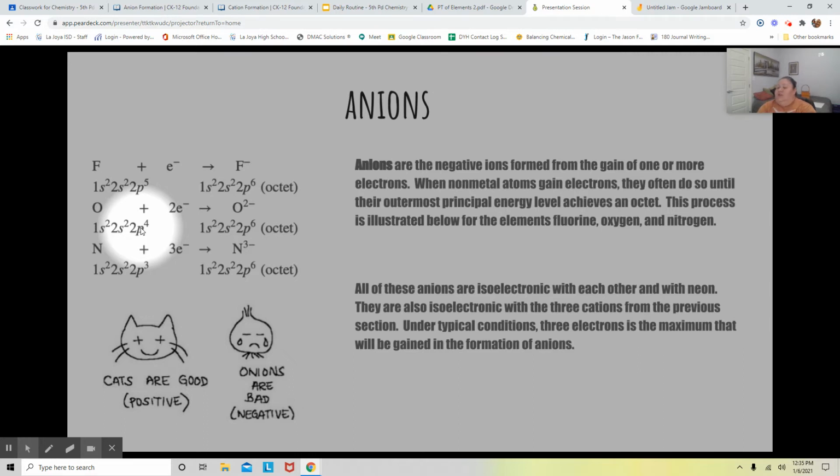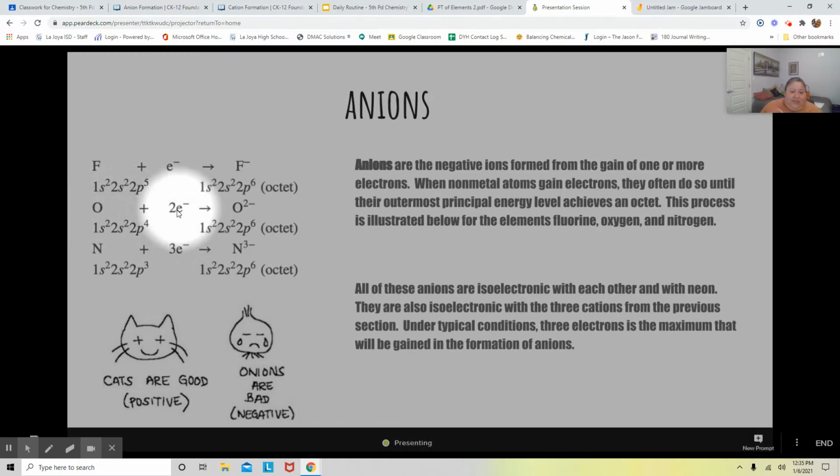2 more. Definitely 2 more. And you could see it because they've already written it down in an equation. You have oxygen with no charge plus 2 electrons, and look at what you end up with: a -2 anion for oxygen. And then if you count up your electrons, 6 plus 2, that is the octet that it needs.